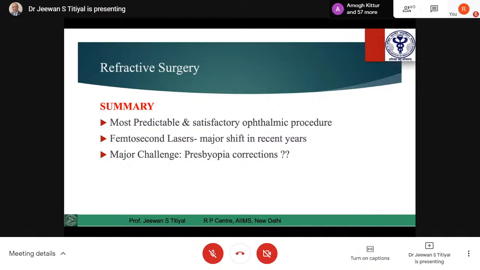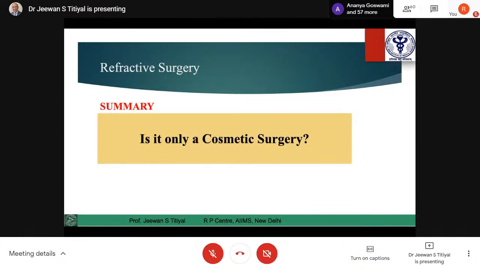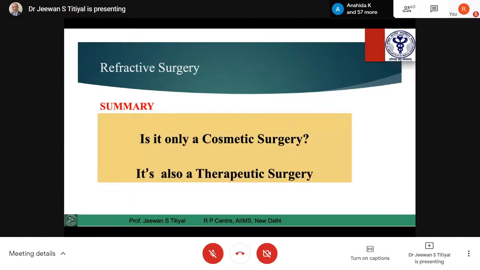Towards the end, just one question to all of you. Is it only a cosmetic surgery? Because you people have a habit of writing in OPD cards, patient has come for a cosmetic surgery. So sometimes that can be a big issue in a legal fight. So I say it is also a therapeutic surgery.